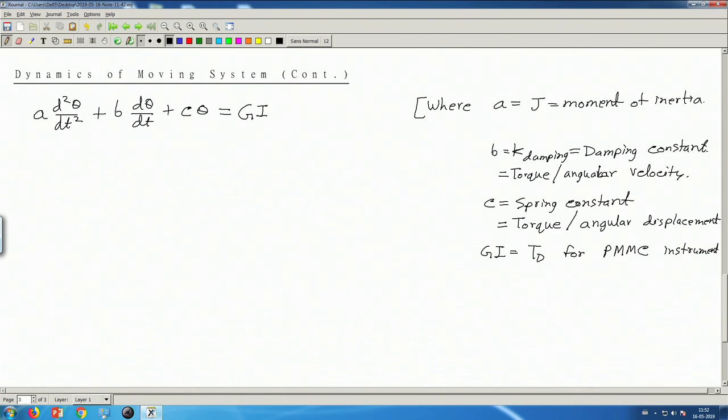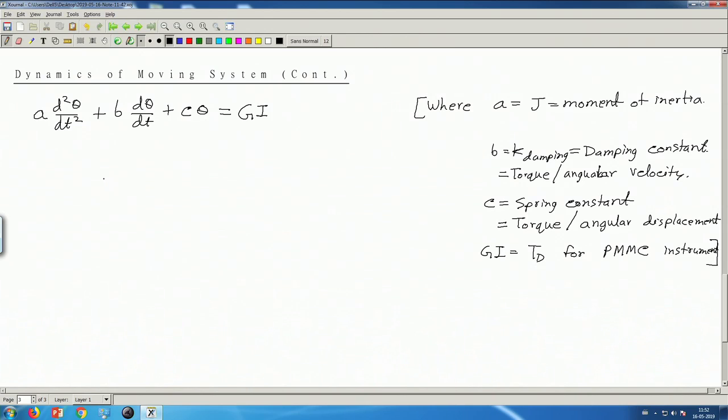The dimension of the moment of inertia is like mr², as you know from physics. The SI unit will be kilogram meter square. So, this is the expression, or the dynamics, that governs the motion or movement of the moving coil at any instant, at any moment.